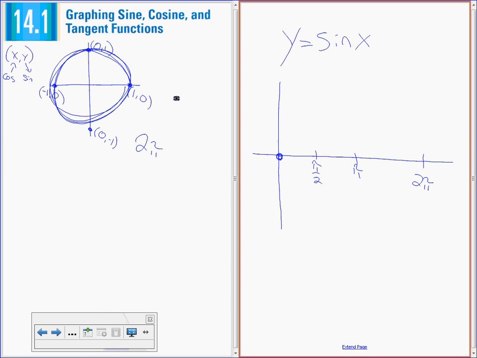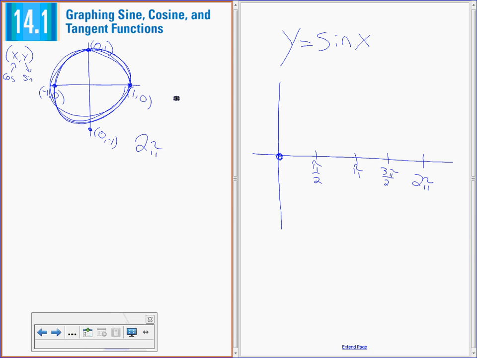3. I knew what you meant. You were thinking the quarters. So what I want you to notice is that these spots are your quadrantals: 0, pi over 2, pi, 3 pi over 2, 2 pi.